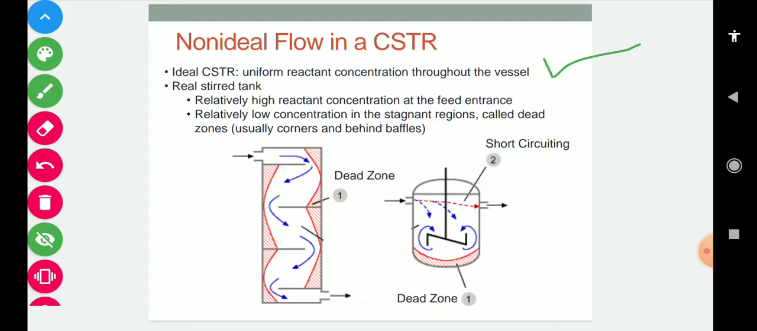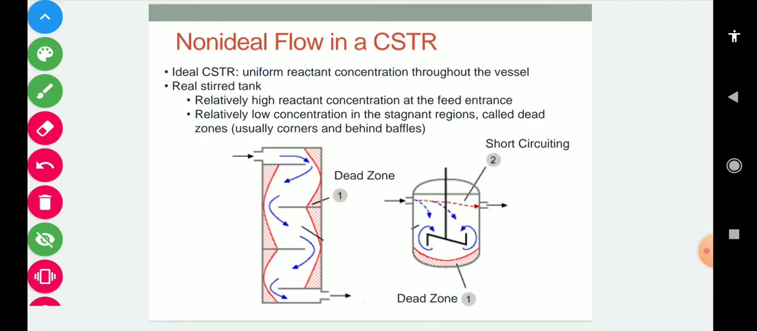But on the other hand, in a real CSTR, there is high concentration at the feed entrance and relatively low concentration in the stagnant region called dead zone, usually in corners and behind baffles. Because in an ideal CSTR there is infinite mixing, so whenever material enters the reactor, it immediately gets mixed, and the whole reactor volume is maintained at uniform concentration. But that is practically not possible.